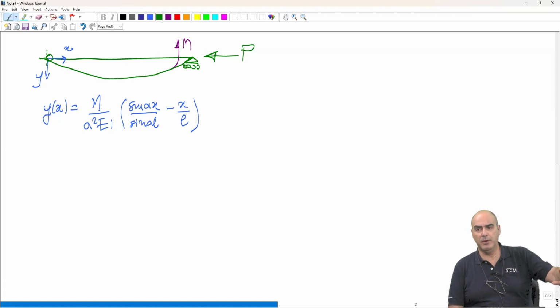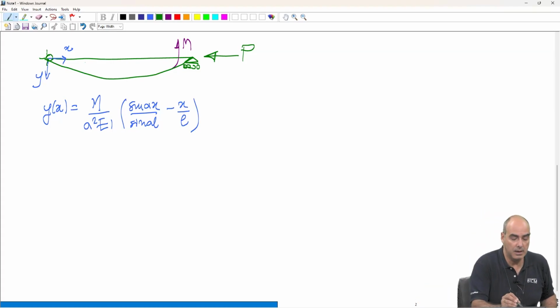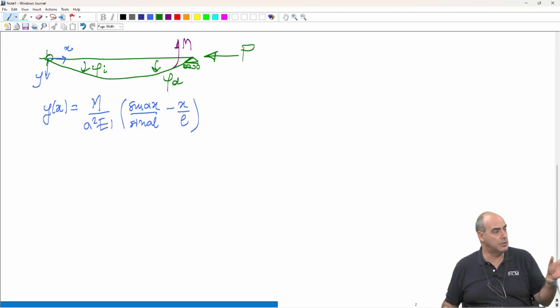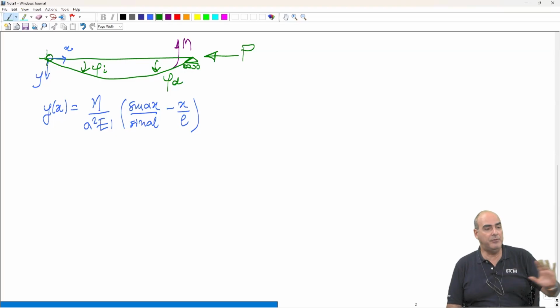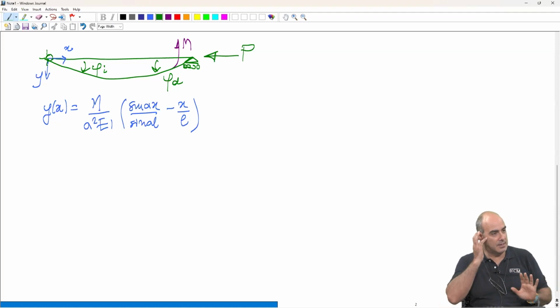As a matter of fact, we do know that, forget the load P for a moment now, under moment M, that beam tends to deflect in that way. And in structural analysis, we rely upon the calculation of these two rotations because they can be useful for further calculations. I call them phi I and phi D. Then I will explain why I and D, but you can call them whatever you want, phi 1, phi 2, phi left, phi right, and so on.